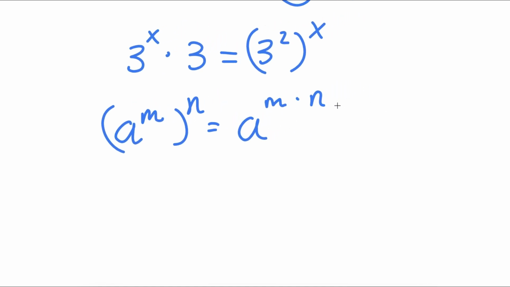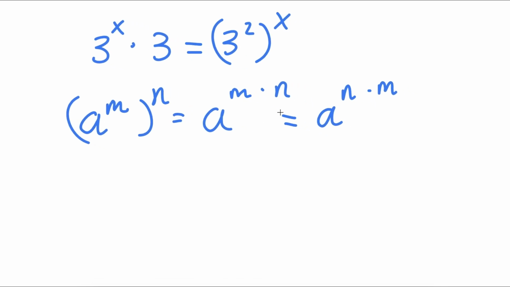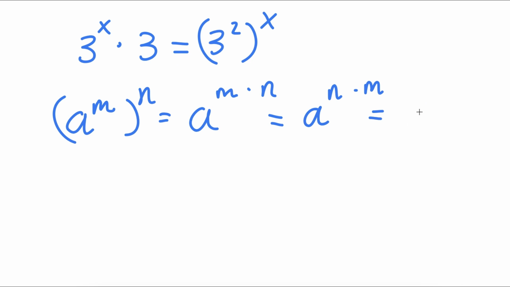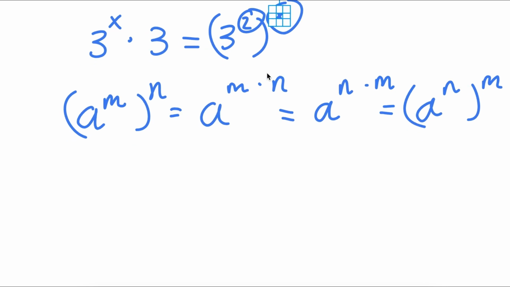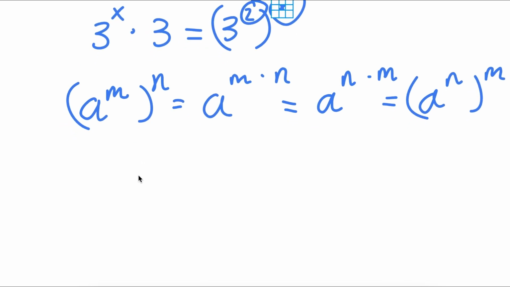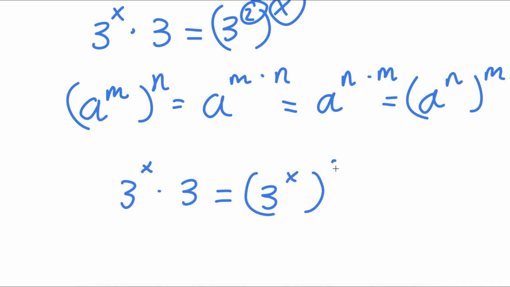And m and n, well, I can change the place of these two. So this is the same thing as a to the power of n times m. So if a to the power of m to the power of n is equal to a to the power of m times n, then a to the power of n times m should equal a to the power of n to the power of m. So 3 to the power of 2 to the power of x, I can switch the places of 2 and x. So now that's the same thing as 3 to the power of x times 3 is equal to 3 to the power of x to the power of 2.